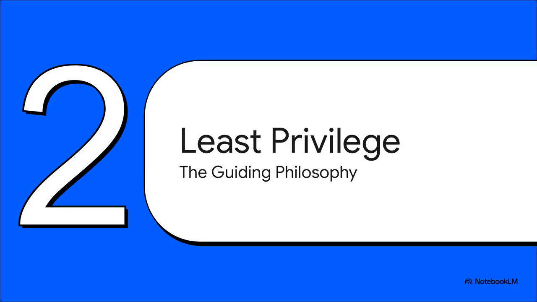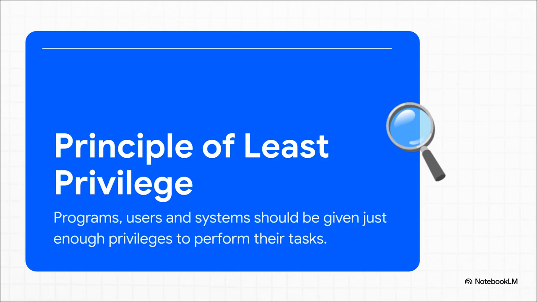Now, listen up, because if there is one single idea you take away from this entire explainer, I want it to be this one. This right here is the guiding philosophy, the North Star, for building any secure system. It's called the principle of least privilege, and it's actually a really simple idea. Think of it like this.